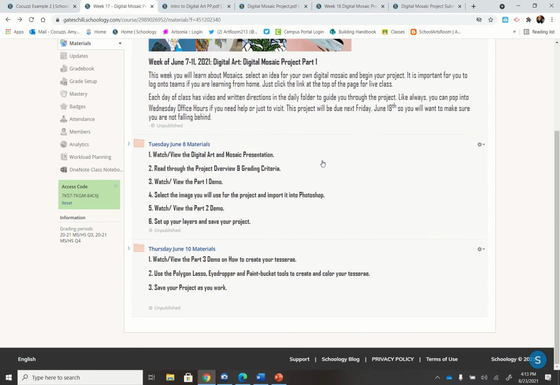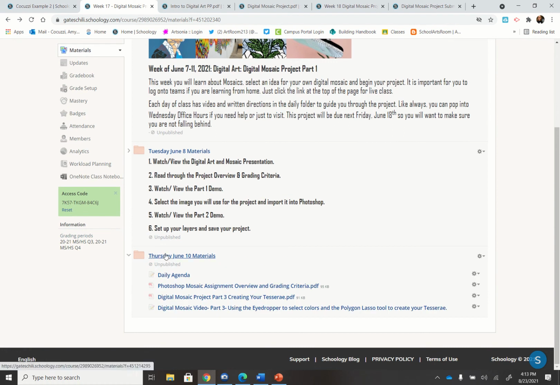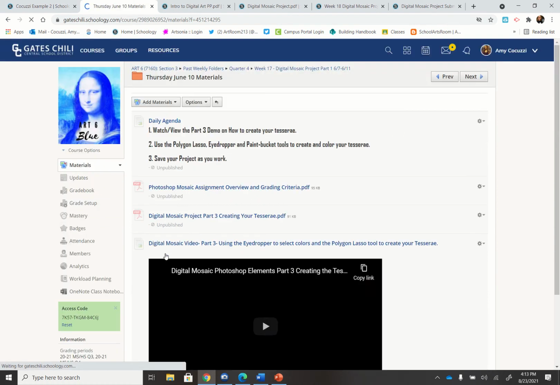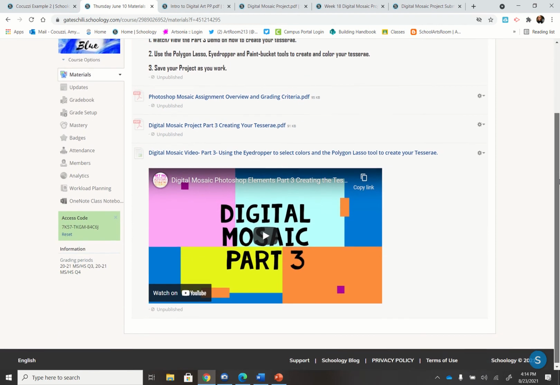So the first day, they basically found their idea and just created their file. Then the second day of class, that's when they learned to create their layers and then create the actual little pieces.